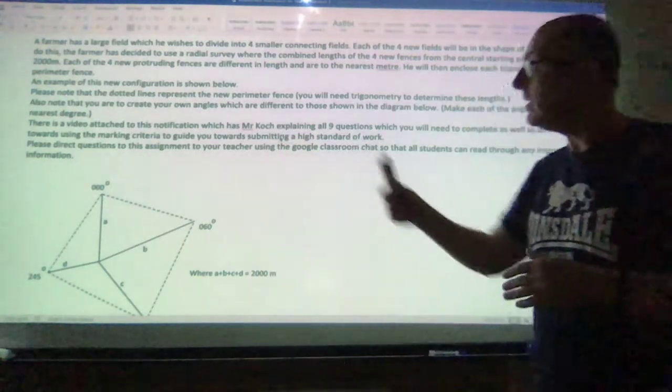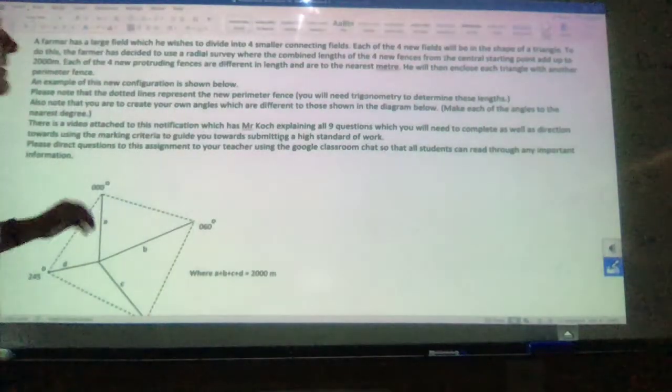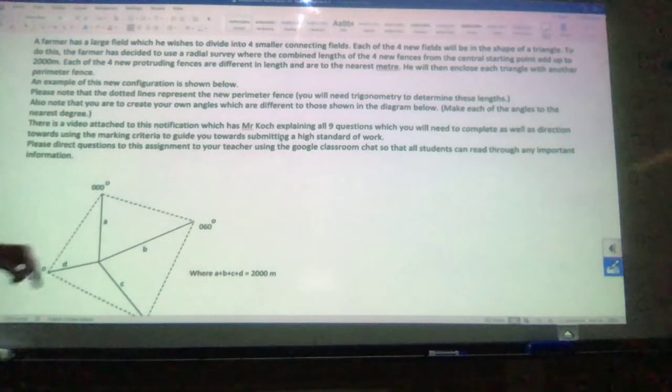So the scenario is, a farmer has a large field which he wishes to divide into 4 smaller fields. Each of the 4 new fields will be in the shape of a triangle. So you can see the 4 triangles here below. To do this, the farmer has decided to use a radial survey where the combined lengths of the 4 new fields from the central starting point add up to 2,000 metres.